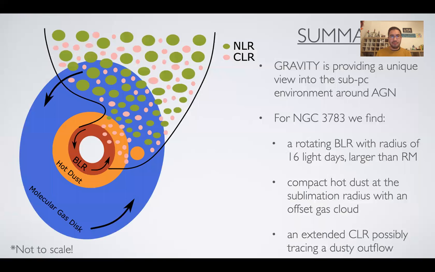So in summary, we find that GRAVITY is providing a very unique view into the subparsec environment around AGN. And in particular for NGC 3783, we were able to study 3 different regions: one, the broadline region, two, the hot dust continuum, and finally, the coronal line region. And in our paper, we discuss how all of these structures are working together, and we provide a very comprehensive picture of the circumnuclear environment around NGC 3783. So I invite you to read the paper when it comes out on arXiv.